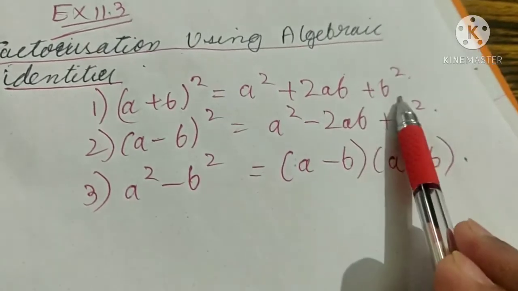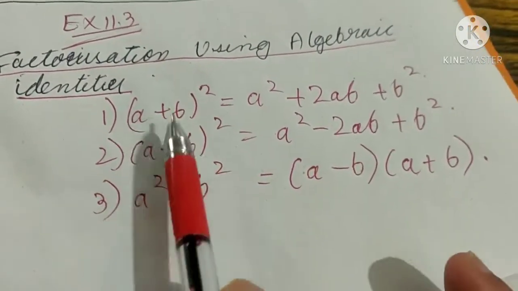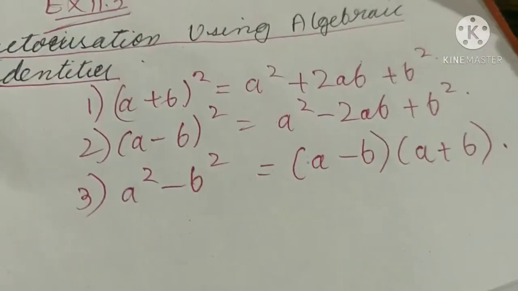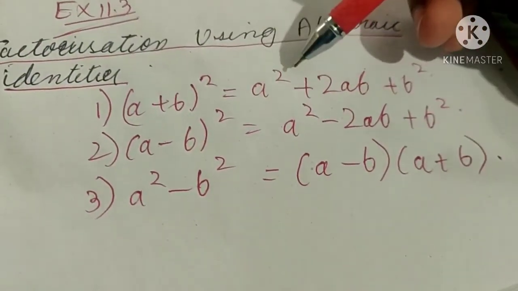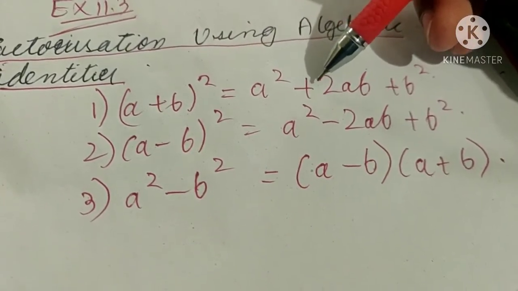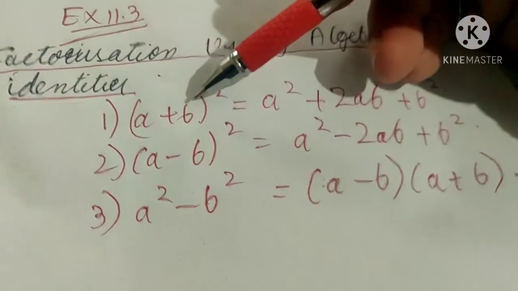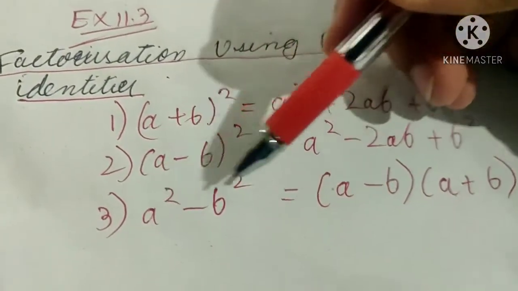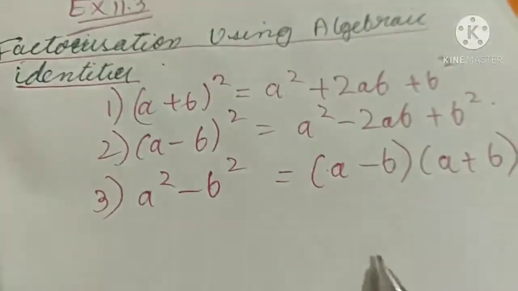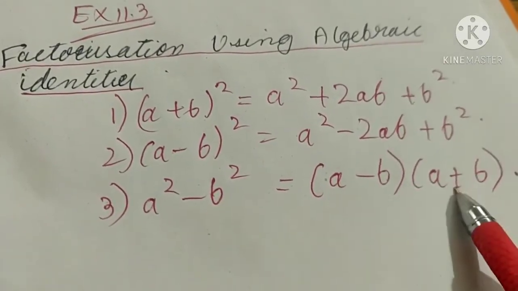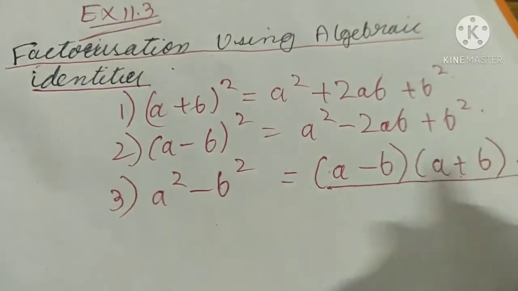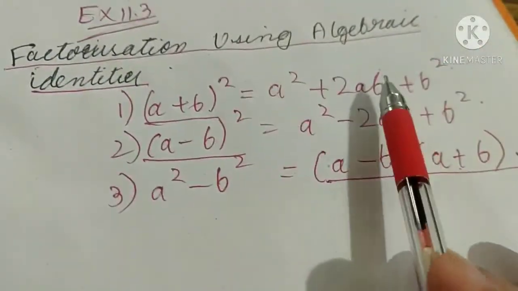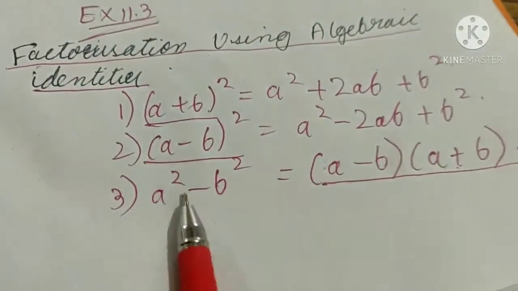Look, this is not a factor form, but this is a factor form, that is (a + b)(a + b). Factor form means in a multiplication form, but this is not in a multiplication form overall. Here it is (a + b) into (a + b), (a - b) into (a - b), and here a^2 - b^2 is not a factor form, but it is (a - b)(a + b). So these are the factor forms. In this exercise we have to convert from this to this, or this to this.